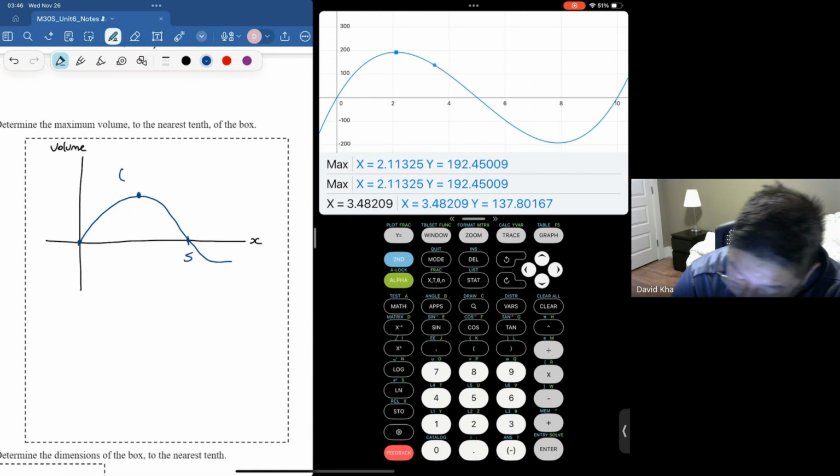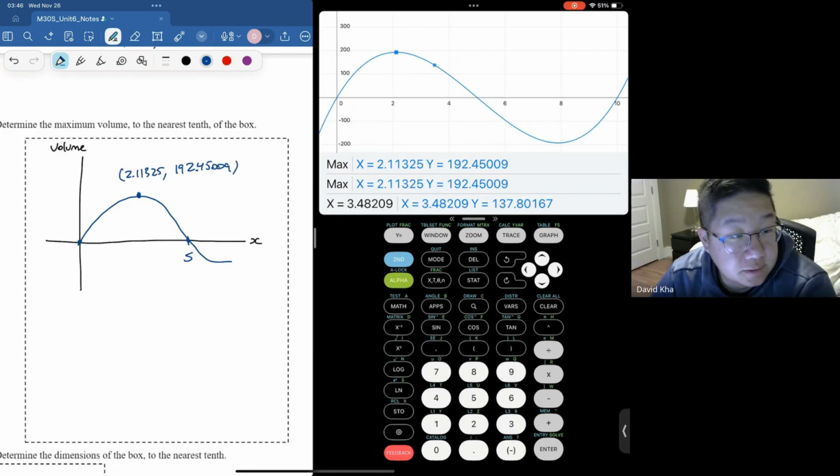We'll put the labels. So x is 2.11325 and y is 192.45009. Okay, so there are the coordinates.